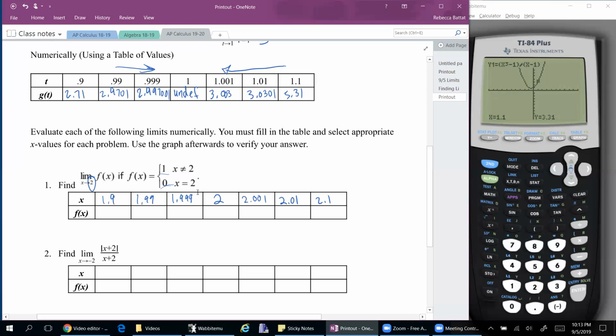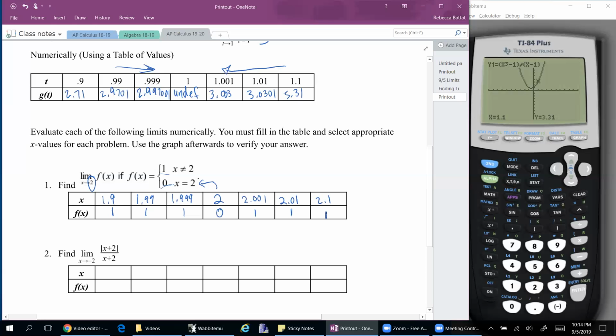Now, if we are plugging these numbers into our function, if we have 1.9, are we in x equals 2 or x not equal to 2? X not equal to 2, so our value of the function is 1. Here again, x does not equal 2, so our value is 1. And again, at 2, our value is 0, so we're going to put 0 here. And again, 2.001 is close to 2, but it is not 2, so our value is 1.